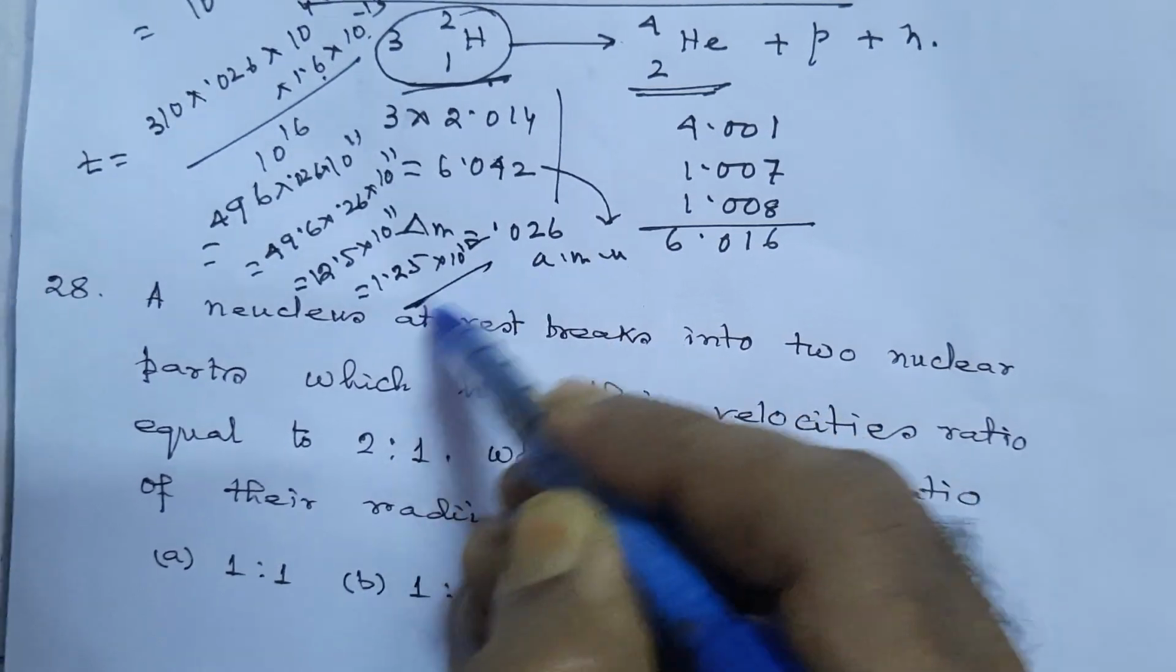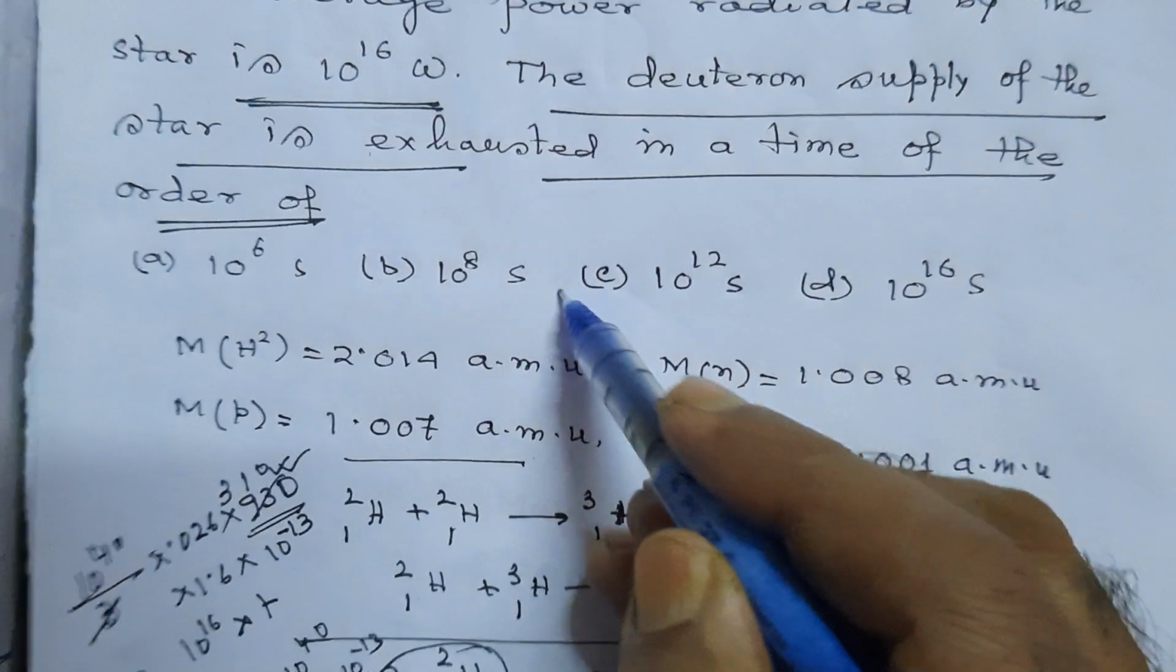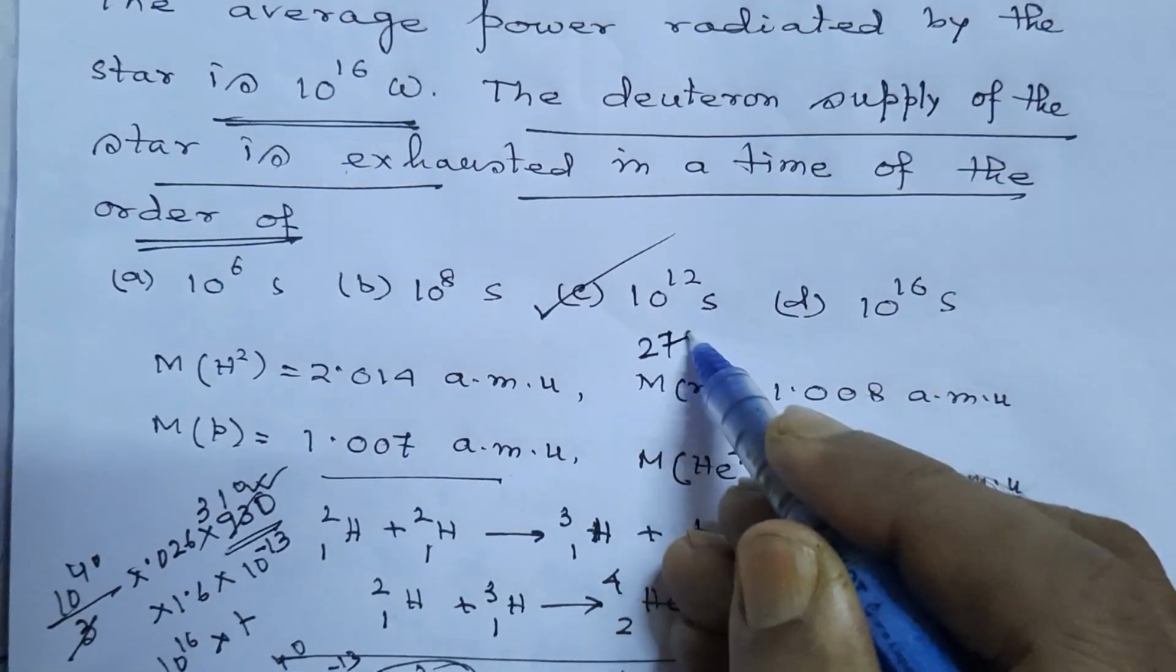So this should be of the order of 10 to the power 12 seconds. So the answer should be 10 to the power 12. So the correct answer to question number 27 is C.